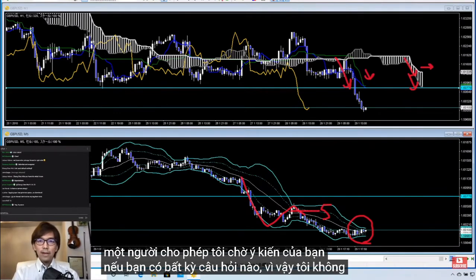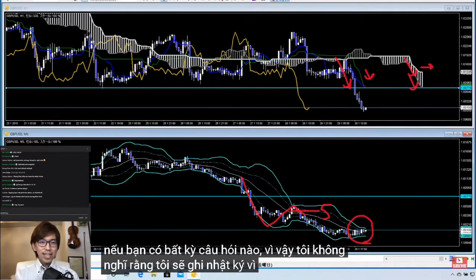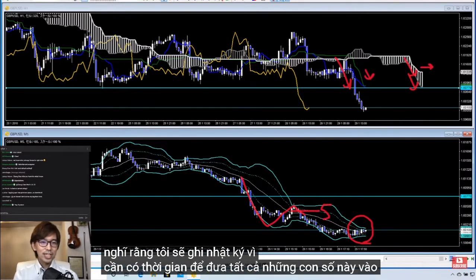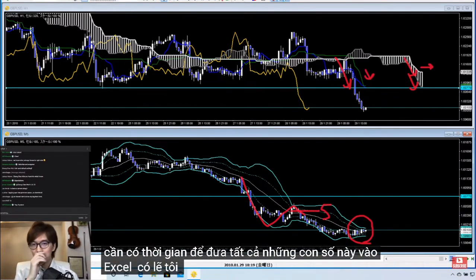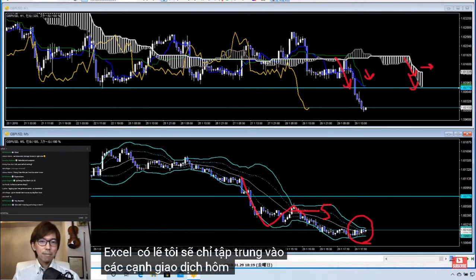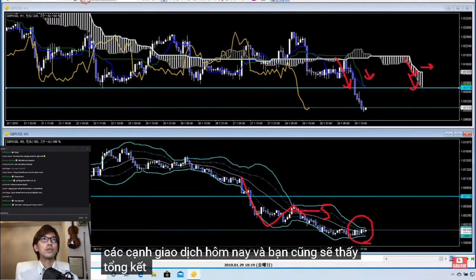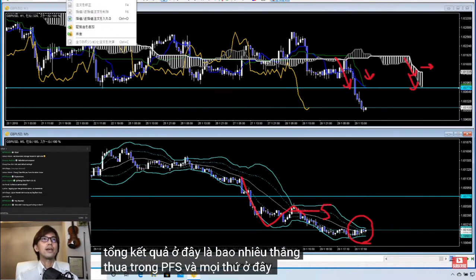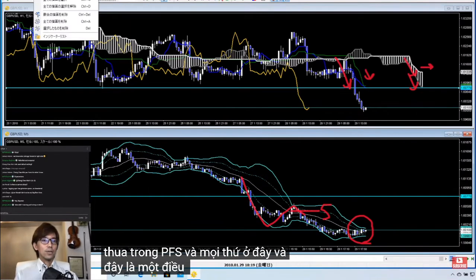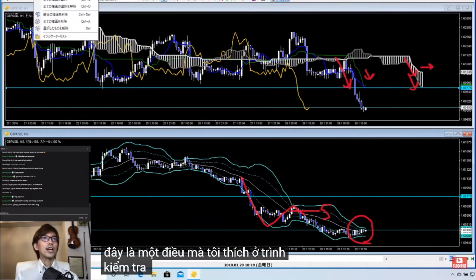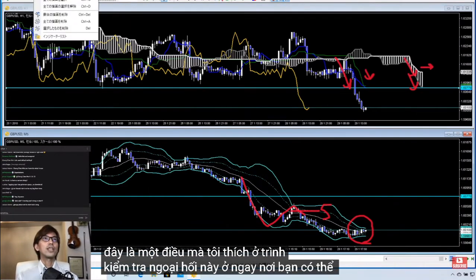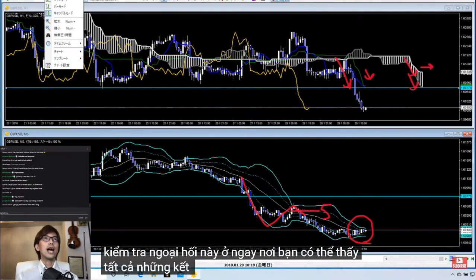So I don't think I will take journals because it takes time to put all these numbers in Excel. Maybe I will just focus on trading edges today. And also you will see the total result up here: how many wins, losses, and PFs and everything. This is one thing that I like about this Forex Tester 4, where you can see all these outcomes here.